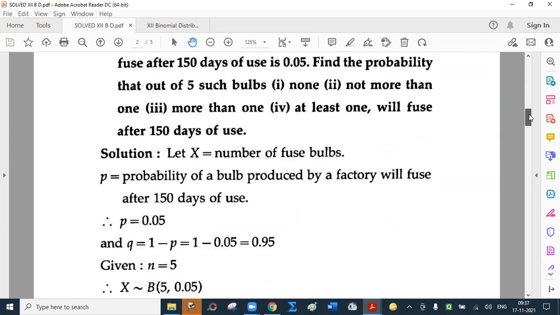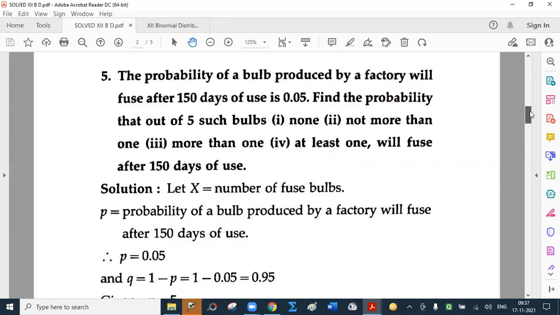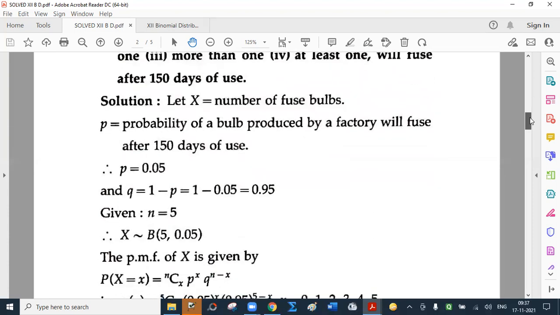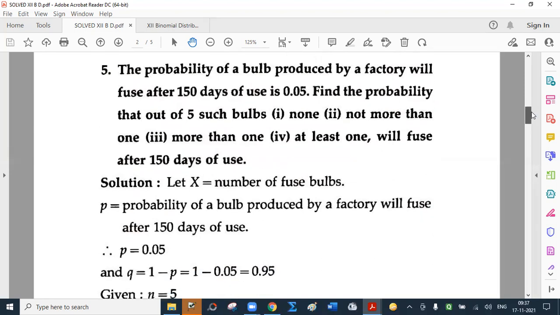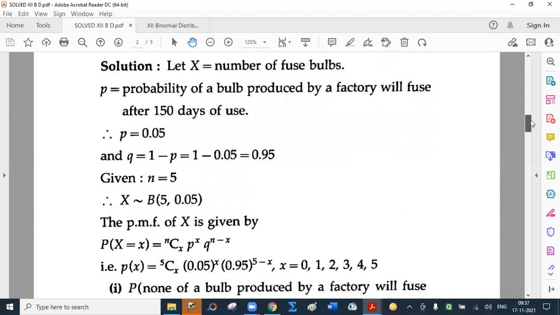Let capital X denote number of fused bulbs. P is probability of a bulb produced by a factory will fuse after 150 days of use. They say it is 0.05. So what is Q? 1 minus P, so 0.95. N equal to 5, because they say find the probability that out of 5 such bulbs. Therefore, X is a random variable with binomial distribution having parameters 5, 0.05.